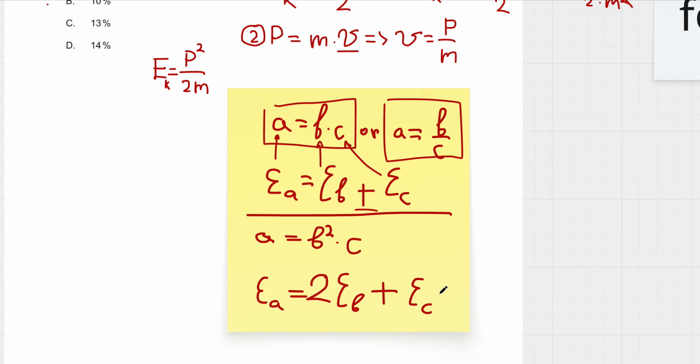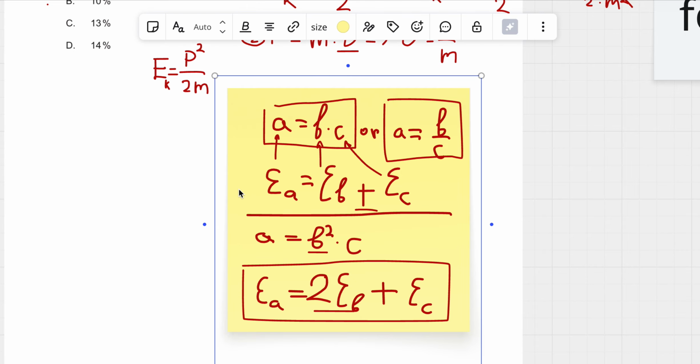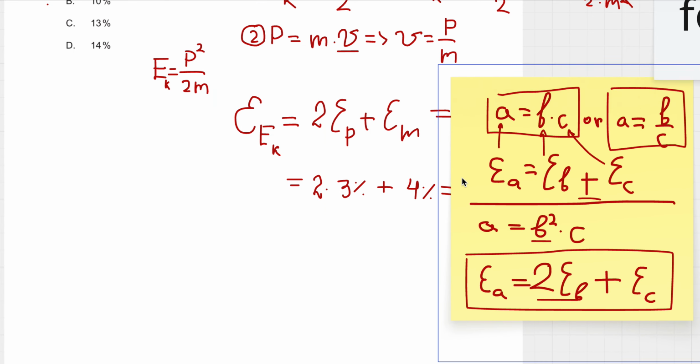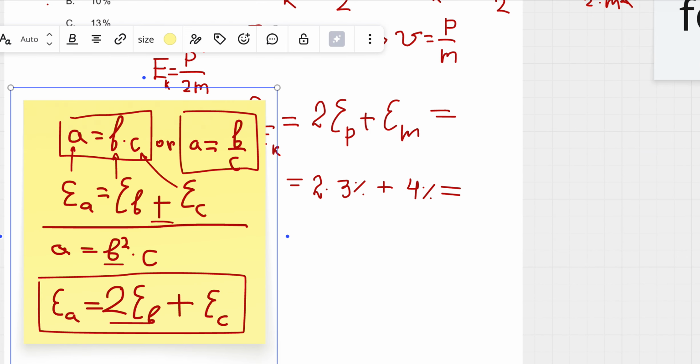When we have cases where one of the quantities is squared, then this square, this 2, goes in front of the error. So this will be basically the formula of percentage uncertainty. Now let's apply this formula for our specific case. So our specific case is as follows.